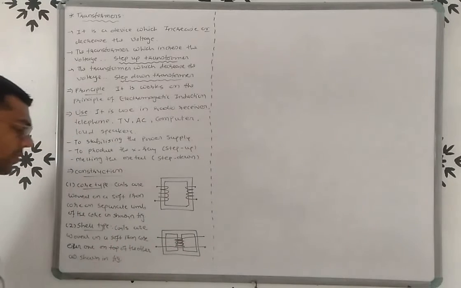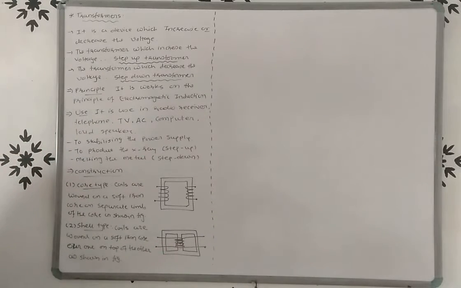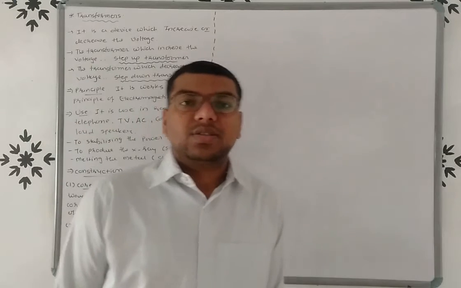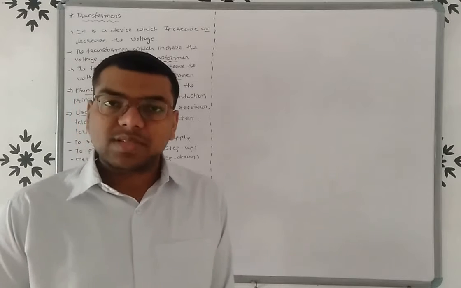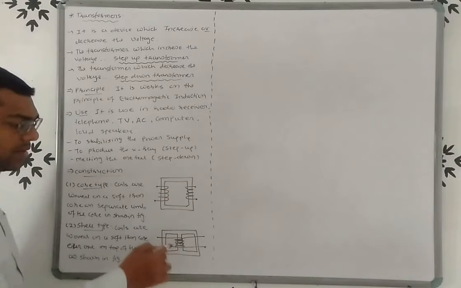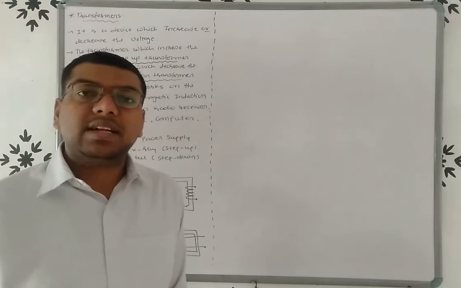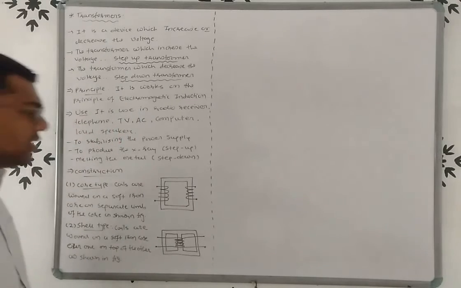Then in shell type, the coils are wound on a soft iron core, one on top of the other, as shown in this figure. So this is the shell type transformer. If the coils are on different limbs, that is known as core type, and if the coils are one on the other, that is known as shell type transformer. So this is about the construction.